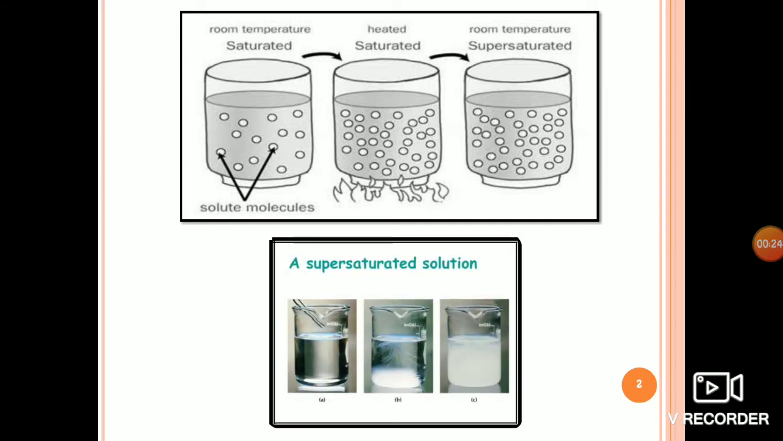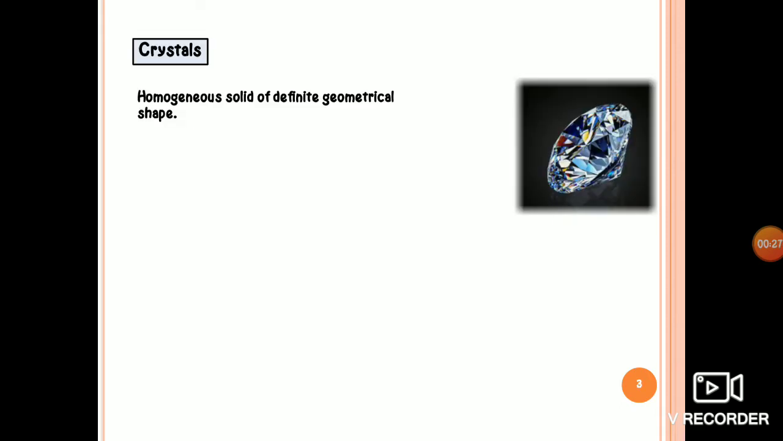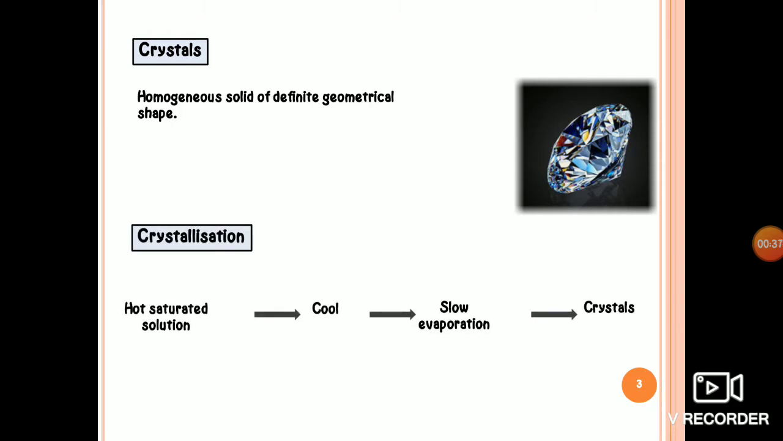These are crystals. Now crystals is a homogeneous solid of definite geometrical shape, and how we form crystals is by using a process known as crystallization. This is carried out by using a technique of hot concentrated saturated solution. We cool it, we allow the solvent to evaporate, and we get crystals. At the end of the experiment, we observe that crystal formation taking place.